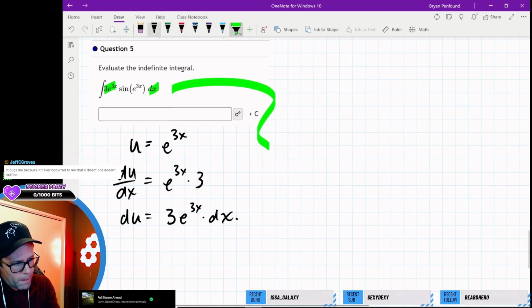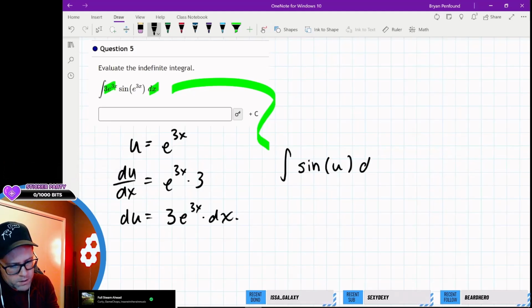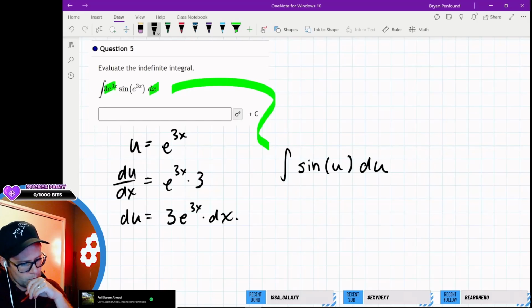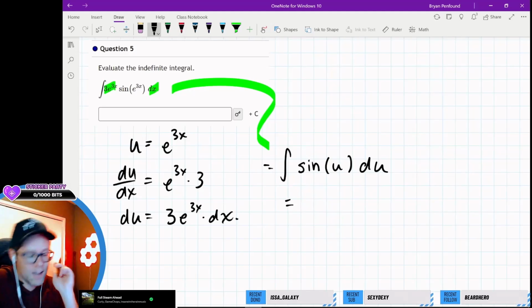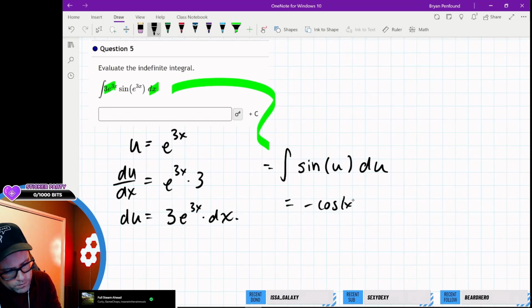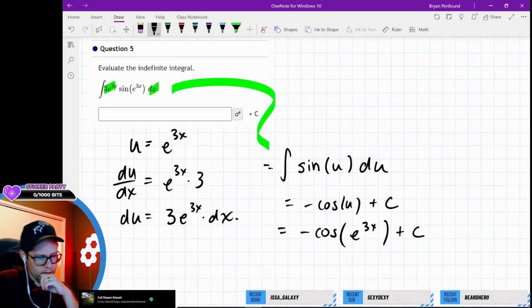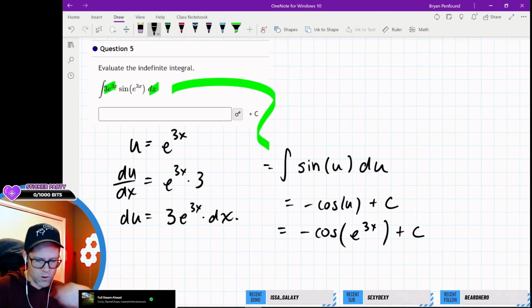That means that our integral should become sine of u. And then those other two pieces that I've highlighted just become du, right? They get replaced with du. And we do know the antiderivative of sine, that's negative cosine. And that should be a u, not an x. So we are looking for negative cosine of e to the 3x plus c. That should do the trick.